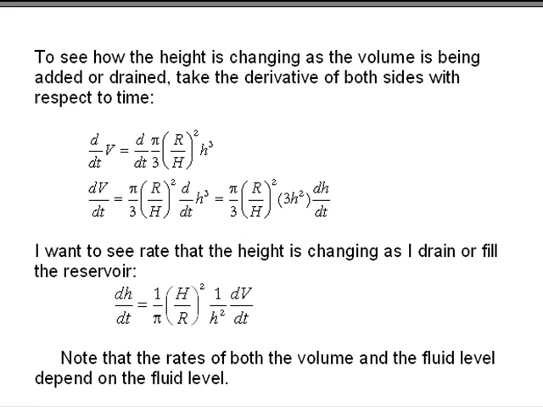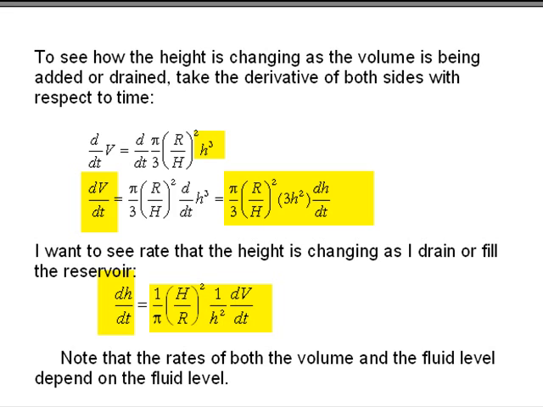Now I can take the derivative with respect to time of both sides. So on this side I will have the rate of change of the volume. On this side I have to work out the derivative of the h cubed, and this is what I get. All right. I really would like to see how the height is changing as I drain or fill it, so I'm going to isolate dh by dt. And if I've done this right, I get 1 over pi times the outer dimensions of the reservoir squared times 1 over h squared dV by dt.